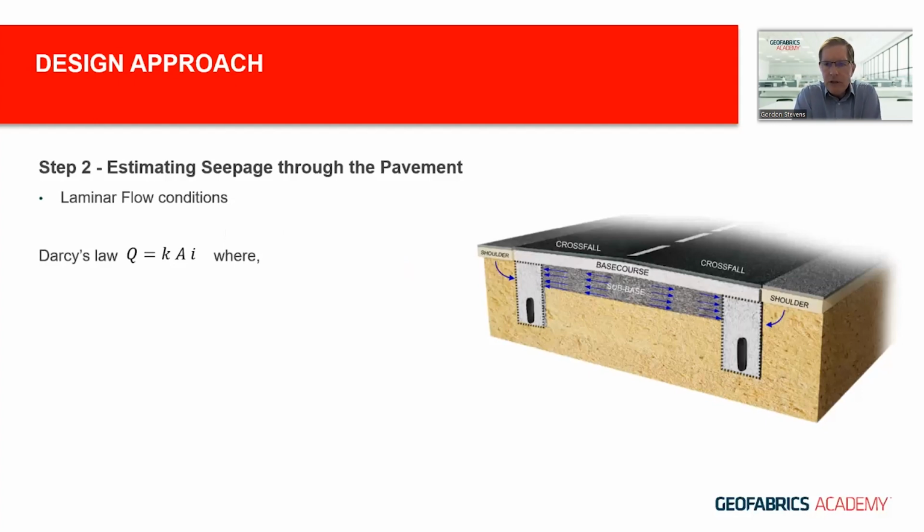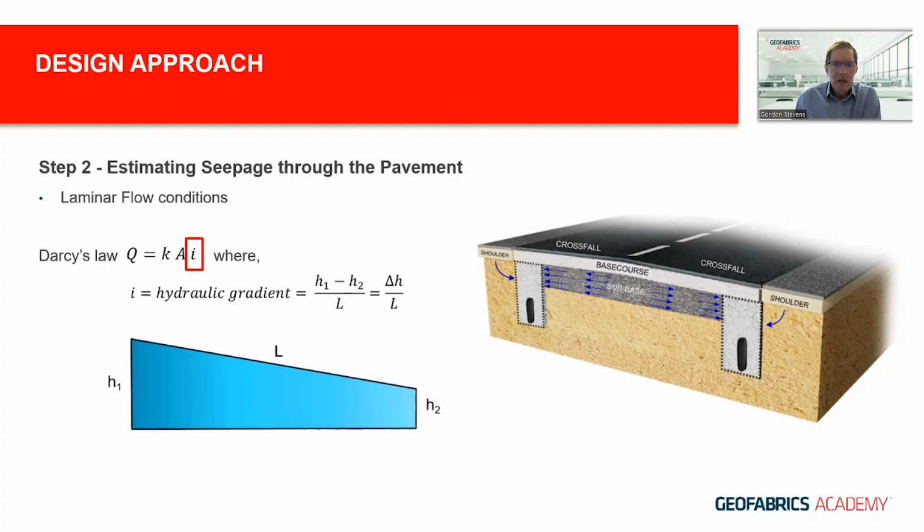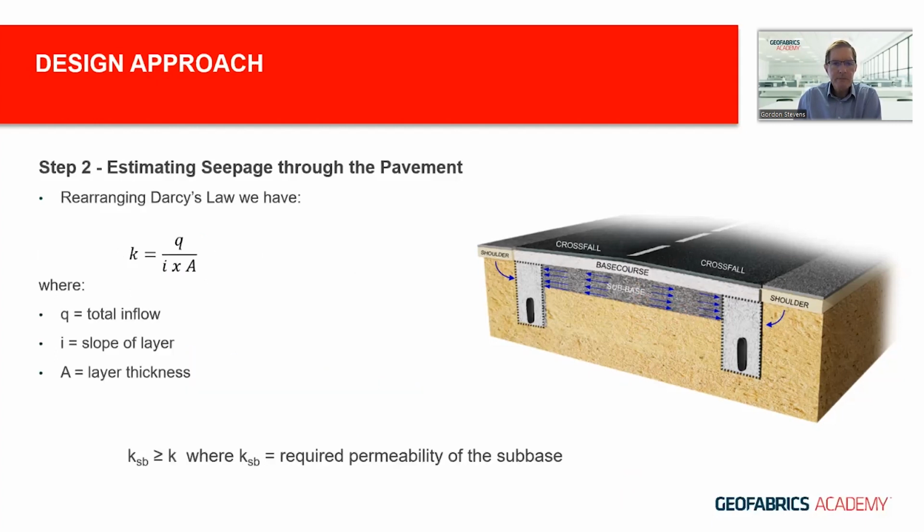We can use Darcy's law and consider laminar flow conditions and apply this formula to calculate what the permeability is going to be. In this case, we're looking at a hydraulic gradient, typically in the order of 3%. It varies, but somewhere around 3% is what is normally considered. So to calculate that permeability, we rearrange the Darcy's law to get that permeability of that subbase layer.